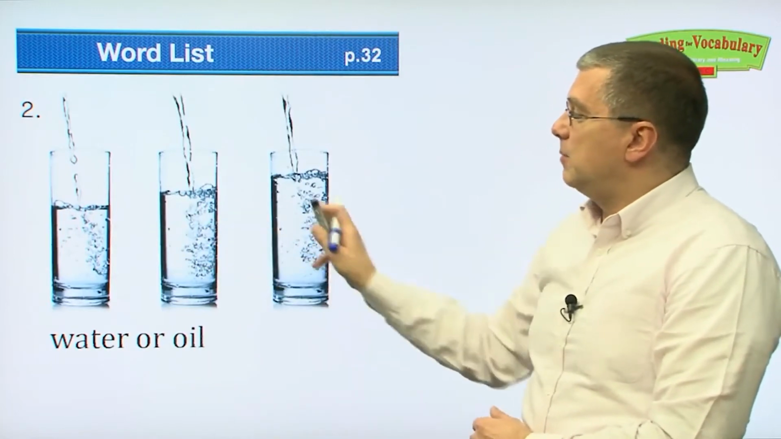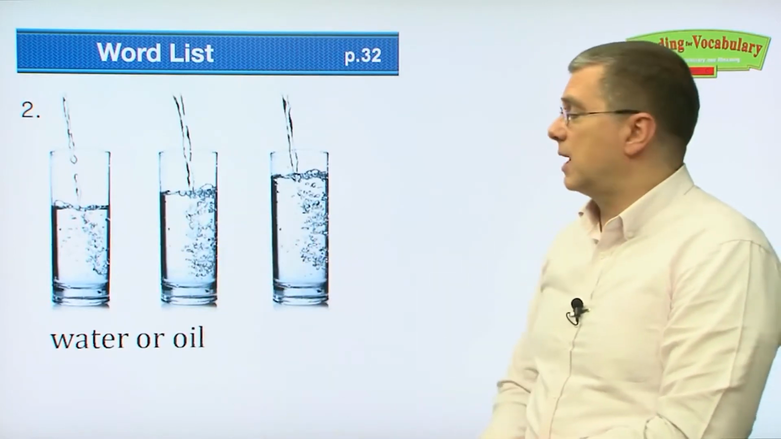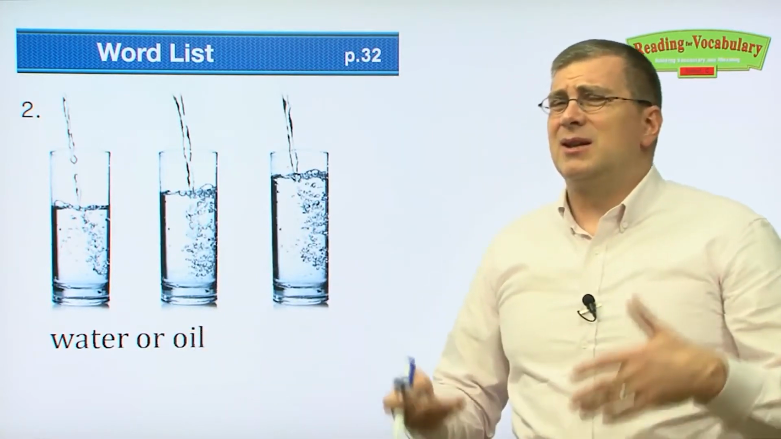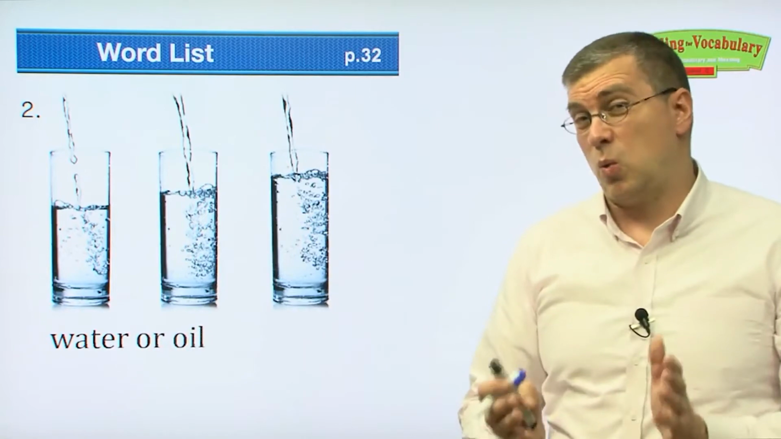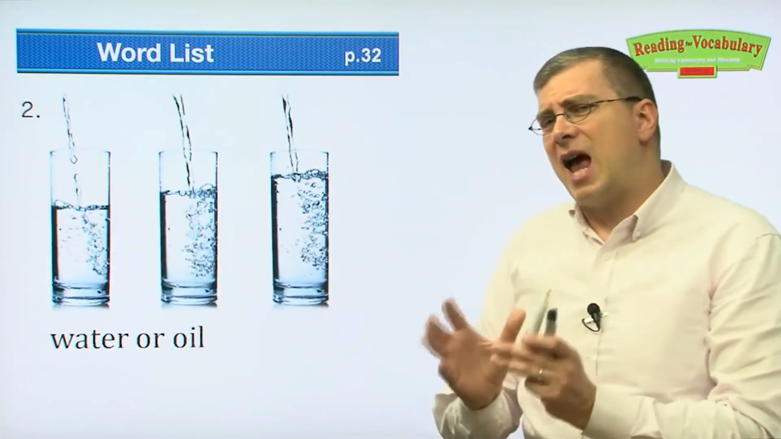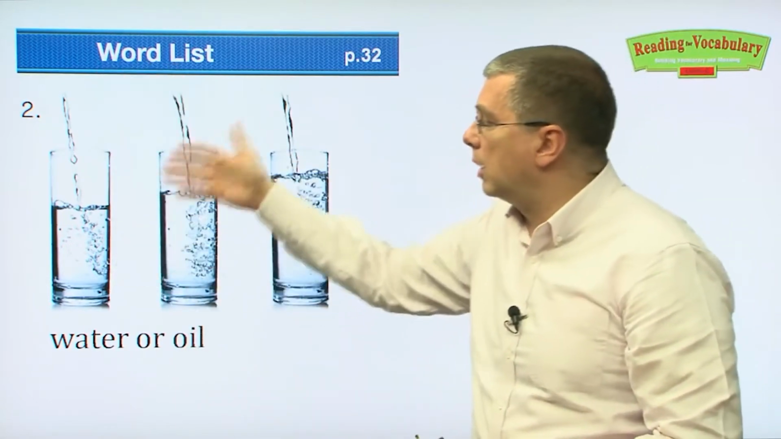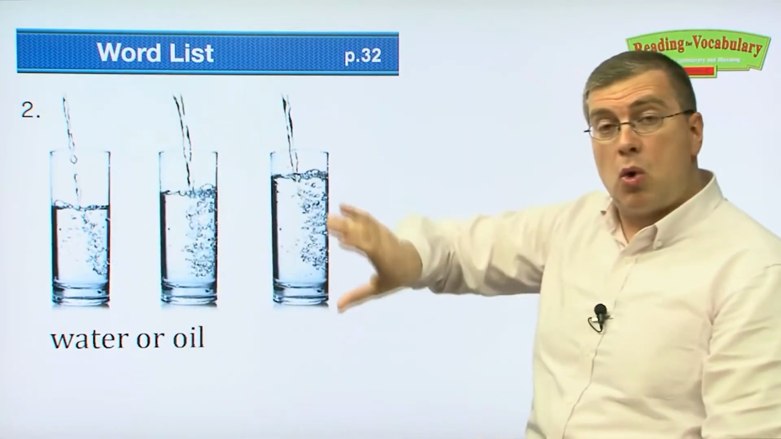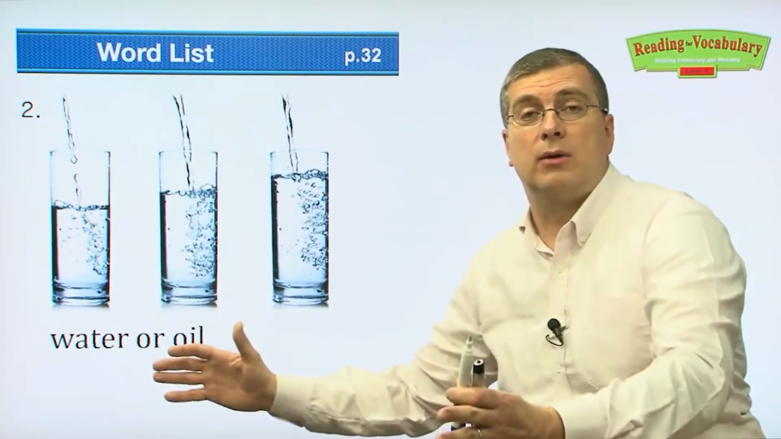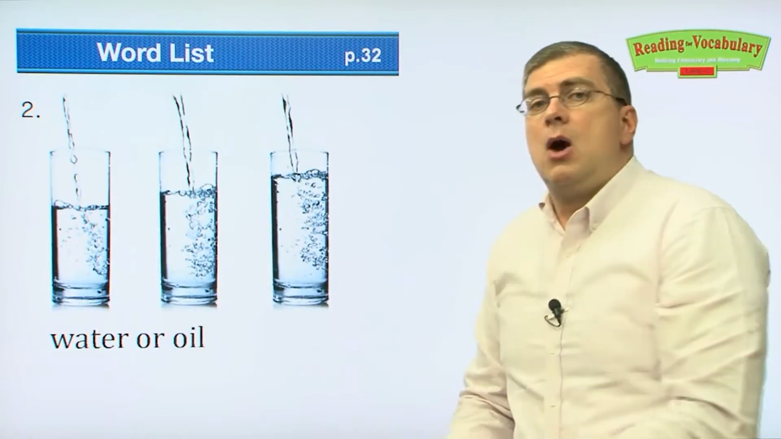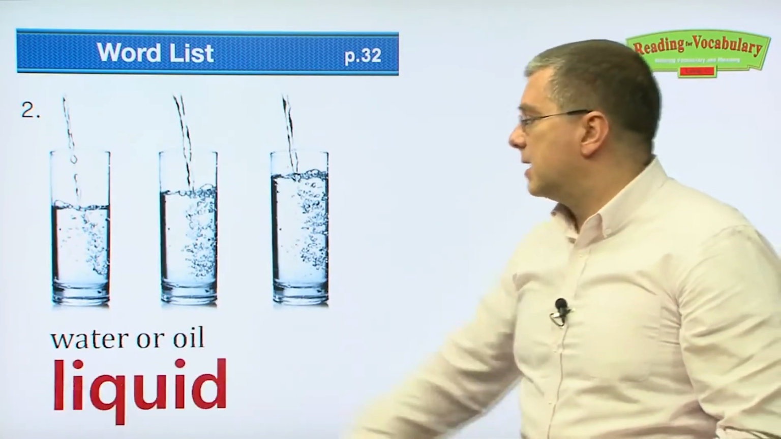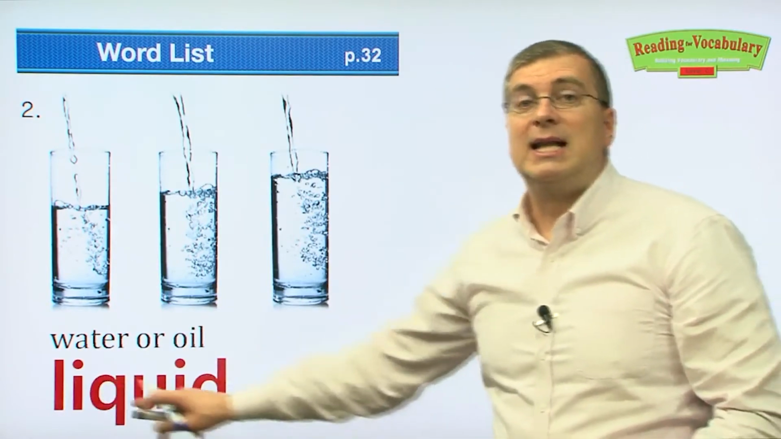Here we have three pictures, or a picture of three objects, right? And it says water or oil. But really, to be honest, it's not just water or oil. It's any substance that doesn't have a shape that you can pour into a container. You can pour out of a container. If you pour it out, it flows over the ground or it goes into the ground. What type of substance is that? We say that that is liquid.